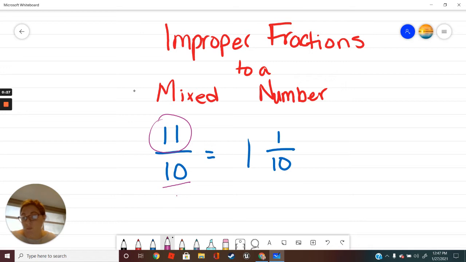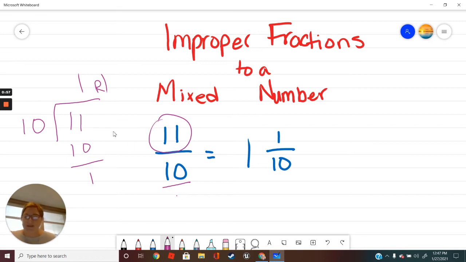Because if you remember when we first started, this actually means 11 divided by 10, and it is going to give us a whole number because you can make one group of 10 out of 11, right? And then you'd have a remainder of 1. So using all of that information, that is how you can make a mixed number. But there's a kind of easier way, kind of do it in your head.